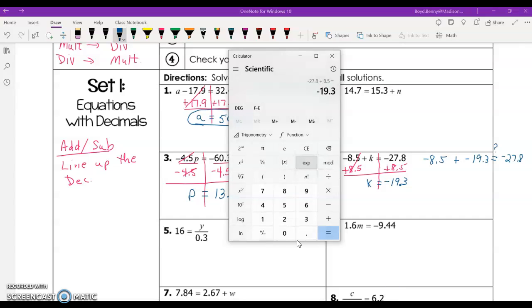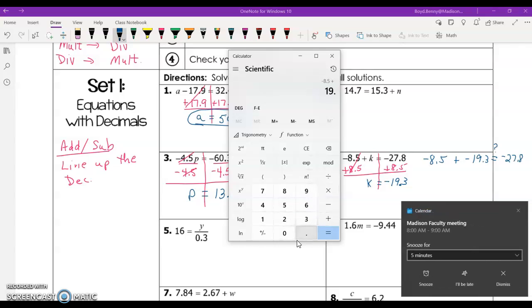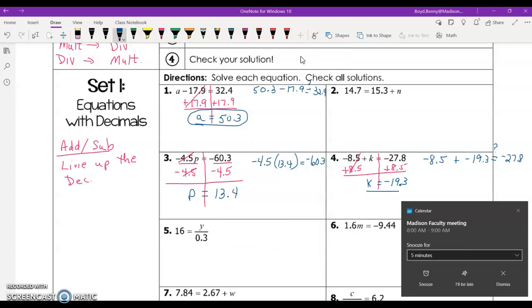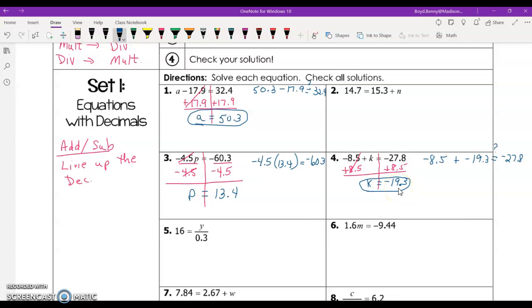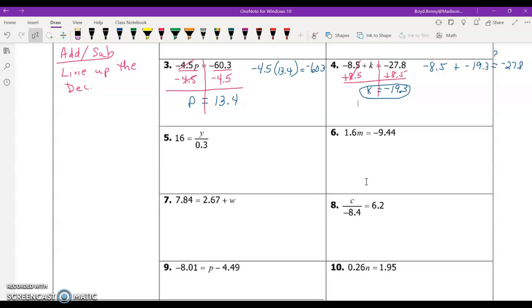All right, so let me clear my calculator. So negative 8.5 plus negative 19.3 does in fact equal negative 27.8. So we have got the correct answer here. Okay. So let's do one more. Let's do a division problem here.